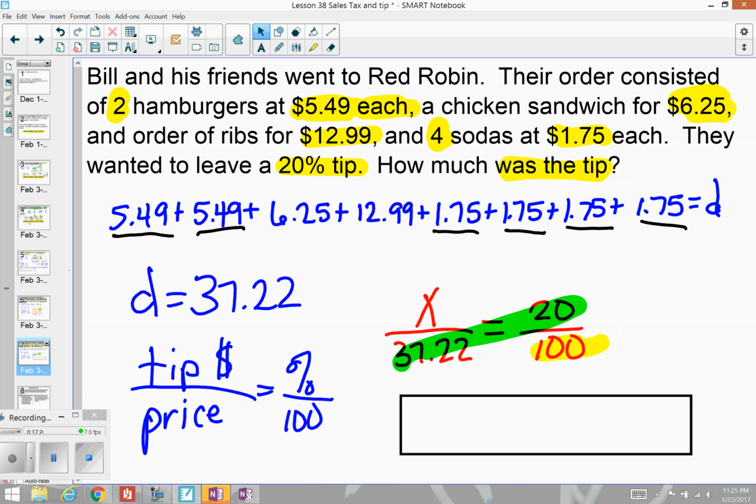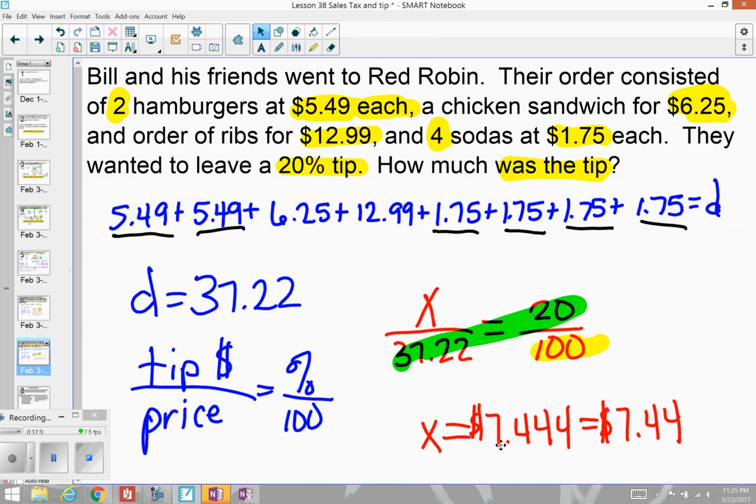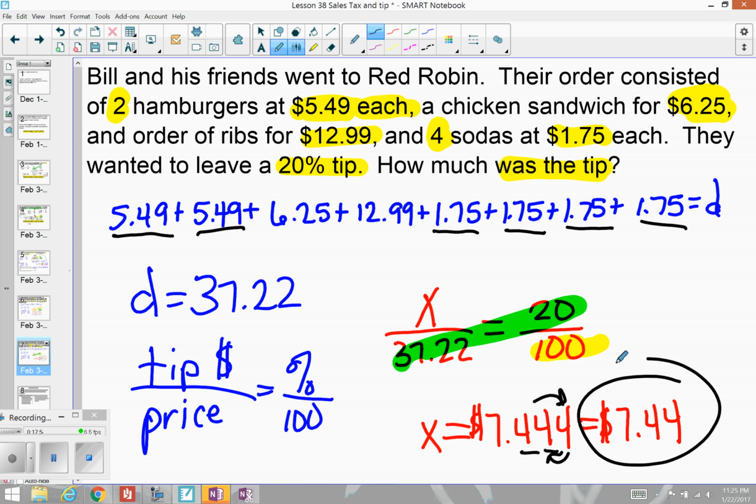And when we do that, we're going to get just the price of our tip, which was, drum roll, 7.444. But because we're talking about money, we only want 2 values after the decimal. So 44, and then we look at the last 4, and it is below 5, so the number in front of it stays exactly the same. So $7.44 is how much we're going to leave as a tip.